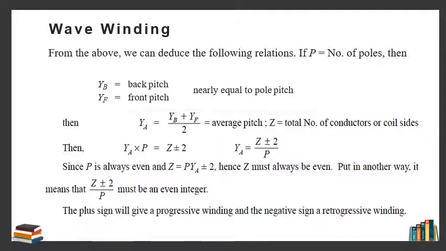Then average pitch into P is equal to Z plus minus 2. So YA is equal to (Z plus minus 2) divided by P. Since P is always even and Z is equal to P into YA plus minus 2, hence Z must always be even. Put in another way, it means that (Z plus minus 2) divided by P must be an even integer. The plus sign will give a progressive winding and the negative sign a retrogressive winding.